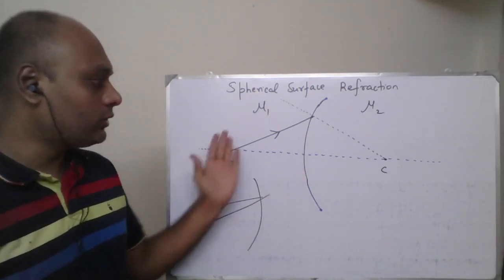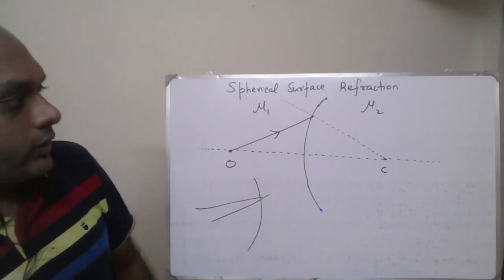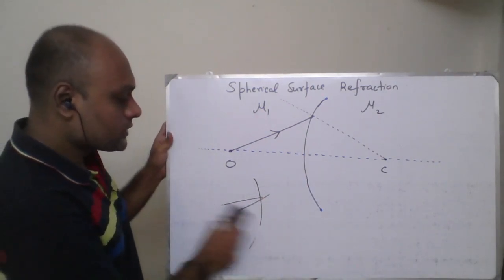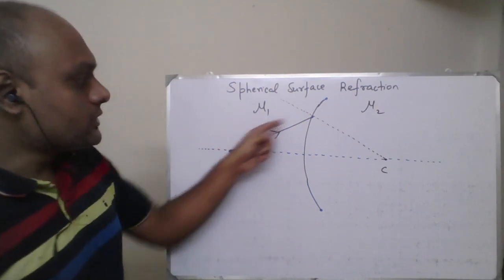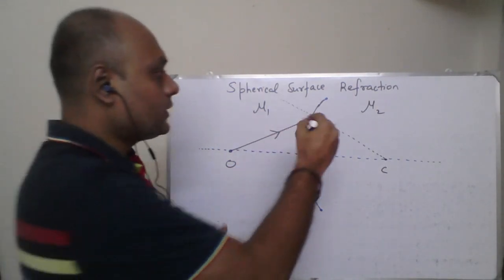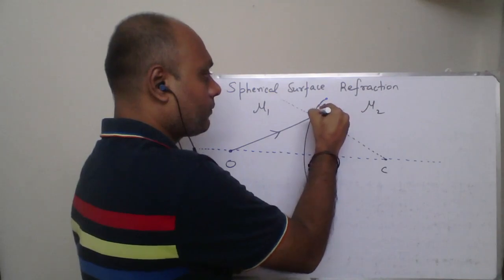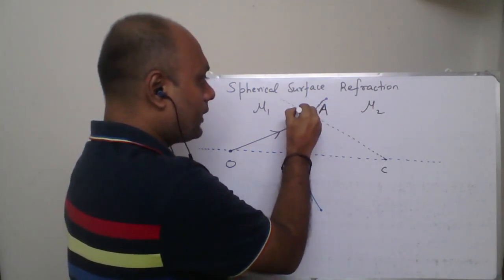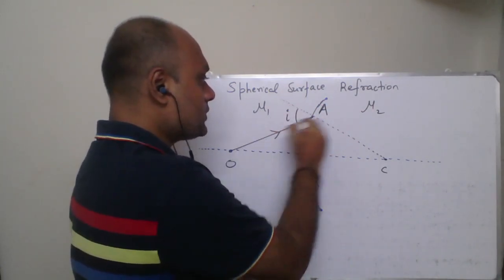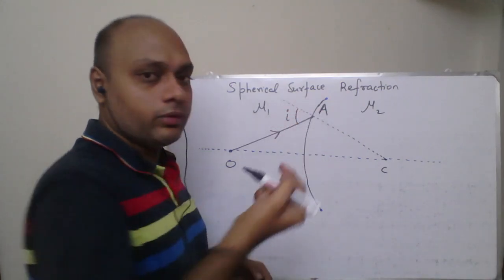So this is the reason I told you that you make the surface in this orientation. Okay, so let's get back. So incident ray, point of incidence is A over here. Okay, and angle of incidence I, angle made by the incident ray with normal, angle of incidence.